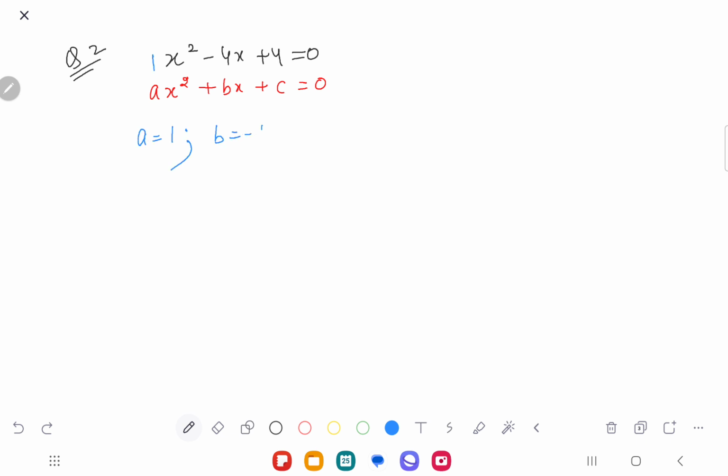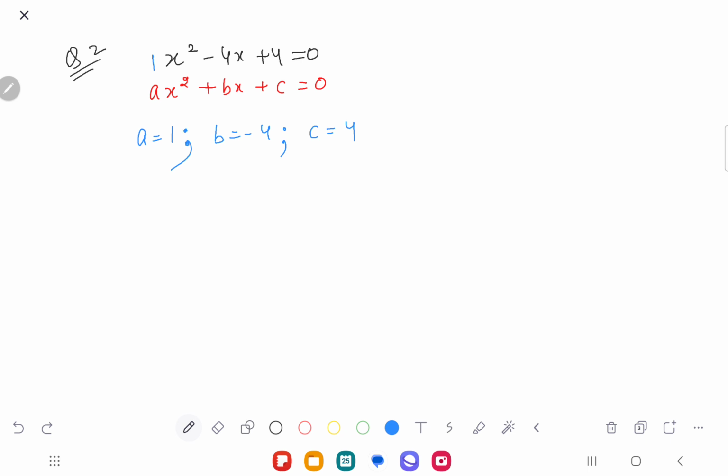Similarly, for the second equation, I have x squared minus 4x plus 4 equals to 0. The question is still the same: determine the roots of the following quadratic equation. What is the thing that you're supposed to do? You're going to write down ax squared plus bx plus c equals to 0. So we have a as 1, b as minus 4, and c as 4.